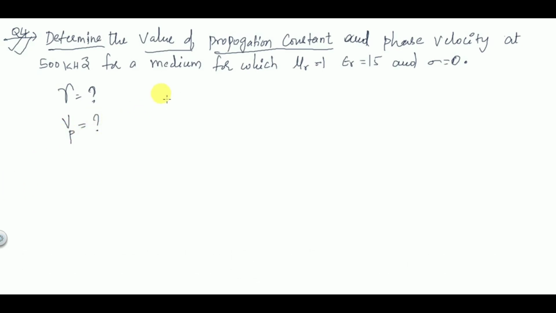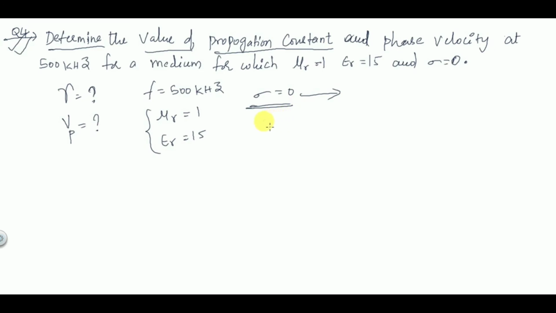Okay, so the data given for you is frequency equal to 500 kilohertz, and also mu r value is 1, epsilon r value is 15, and sigma is equal to 0. So when sigma is equal to 0 and mu r and epsilon r are having some values, not equal to 1, then what is that medium? When sigma is equal to 0, you have only two options: one, for free space sigma is equal to 0, or for perfect or lossless dielectric sigma is equal to 0.